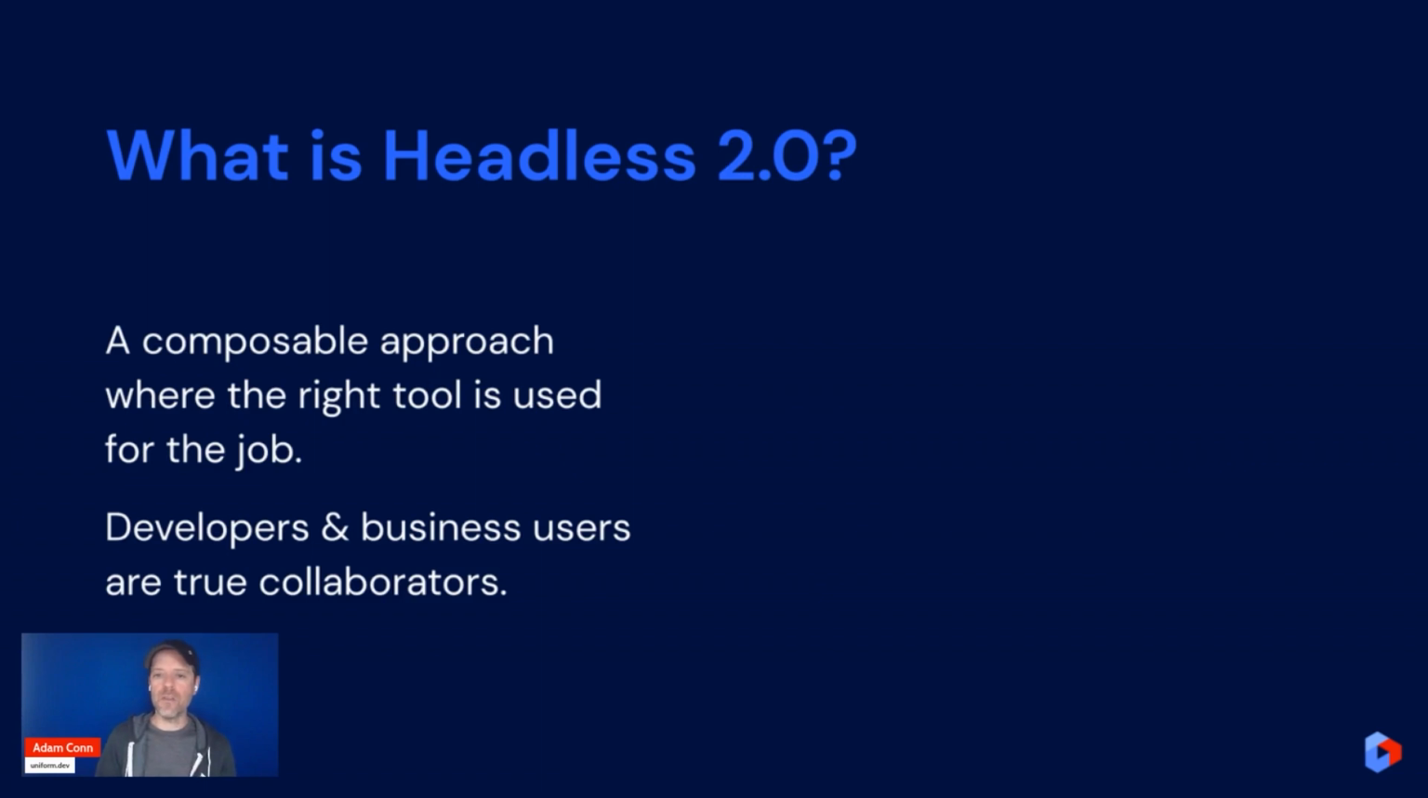So the evolution of the headless approach is what we can call Headless 2.0. And what it really is, is a composable approach. And this is where the right tools are used for the job, and developers and business users are true collaborators. So what I'm suggesting here is that the traditional headless approach doesn't do either of these things. So I'm going to explain why I would say this, and also explain how a composable approach actually does, and how a digital experience composition platform, a DXCP, is the key enabling technology here.